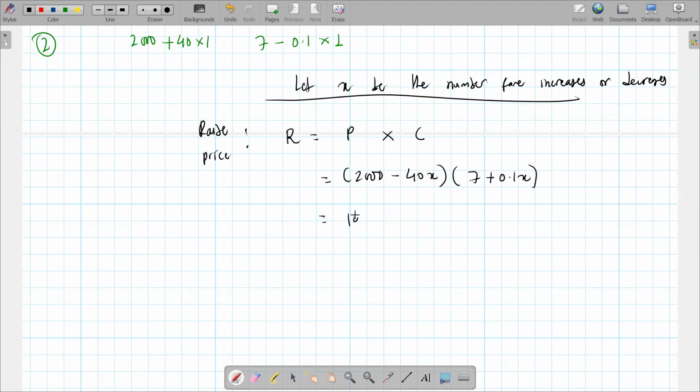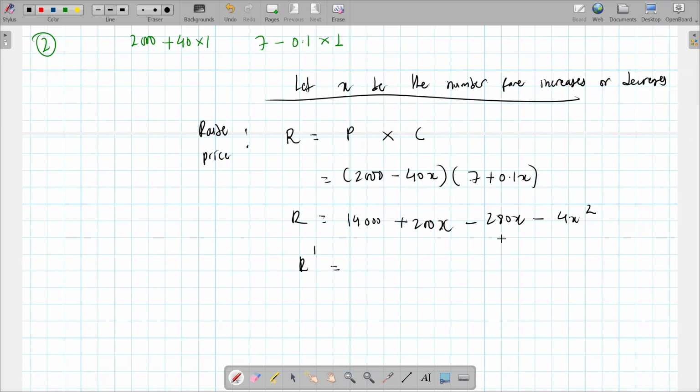So this will be 14,000 plus 200x, I'm just opening the brackets, 200x minus 280x minus 4x squared. I just open the brackets. That's my revenue function. I need to find the maximum, so I take the derivative of this.